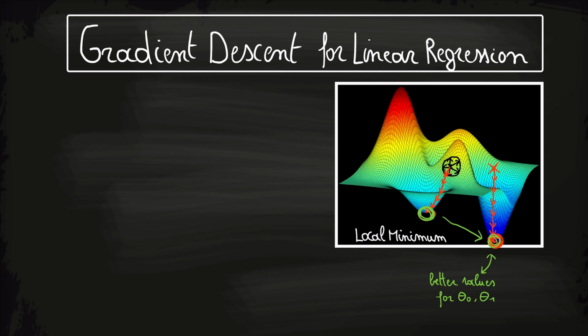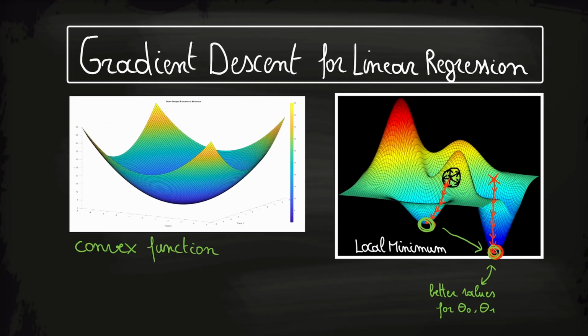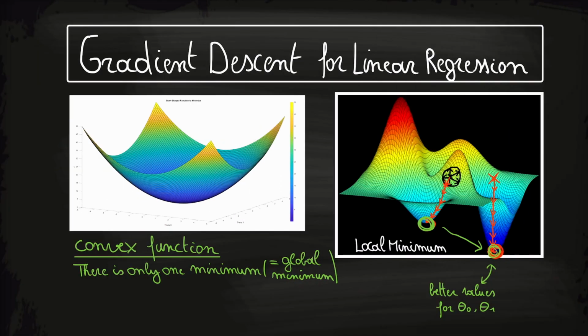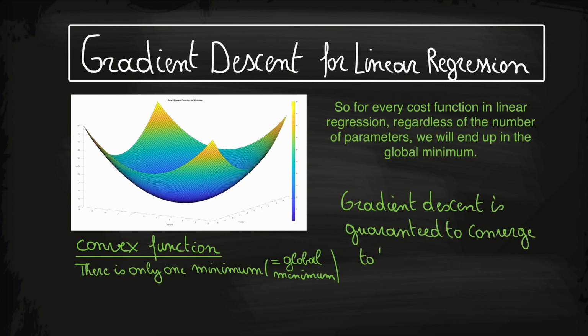Luckily for us, the cost function in linear regression will always be bowl-shaped, also called a convex function. A convex function is one where any local minimum is also a global minimum. So for every cost function in linear regression, regardless of the number of parameters, we will always end up in the same and only minimum. This is a fundamental property of linear regression. So for convex functions, the local minimum is also the global minimum, which makes optimization more straightforward. This property is exploited when using optimization algorithms like gradient descent, which is guaranteed to converge to the global minimum for convex functions.